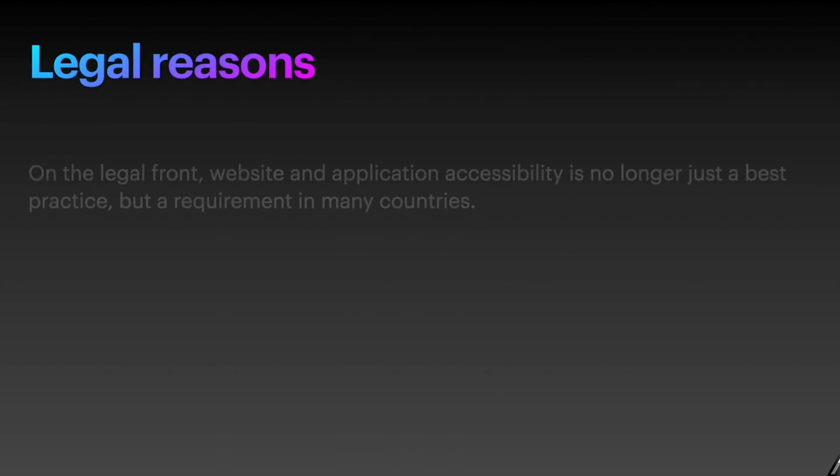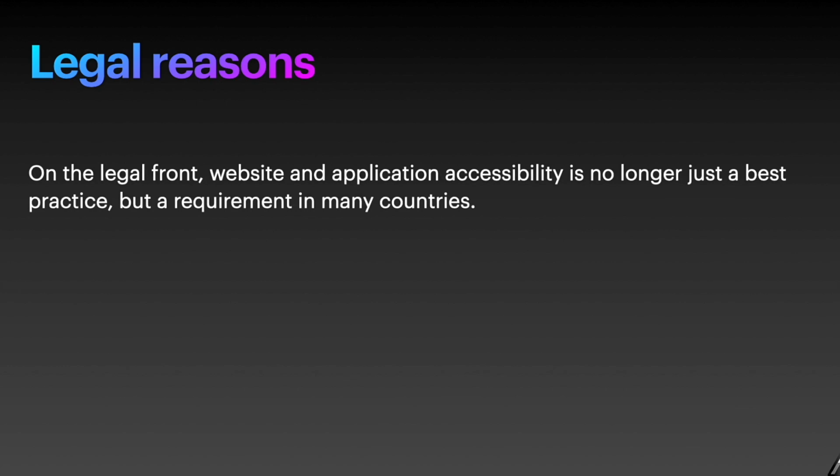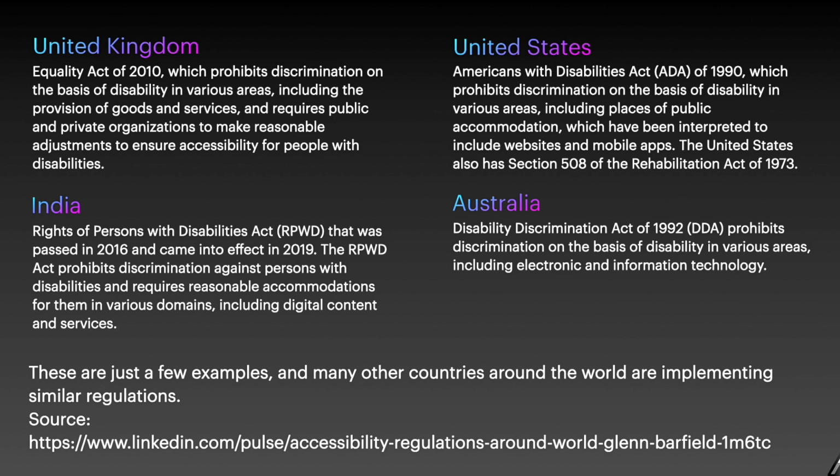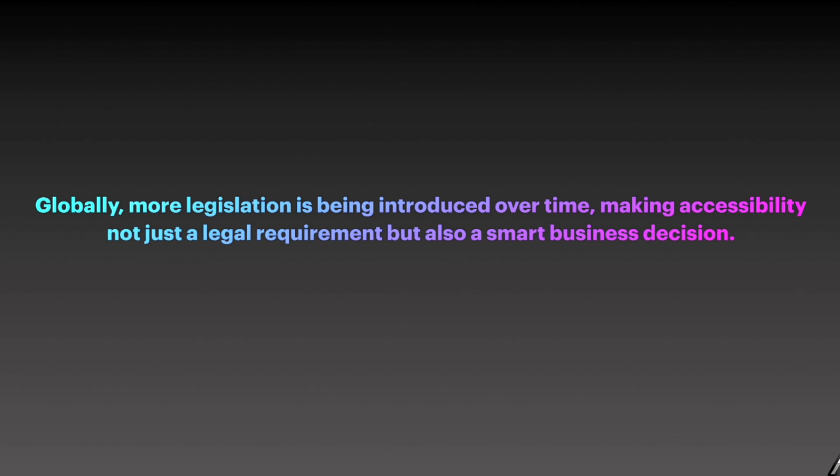Legal reasons. On a legal front, website and application accessibility is no longer just a best practice but a requirement in many countries. Legislations like Americans with Disabilities Act in United States, Equality Act in the UK, Rights of Persons with Disabilities Act in India, Web Accessibility Directive in European Union, and more mandate that digital products be accessible to users with disability. Failure to comply can result in lawsuits and financial penalties. This growing emphasis on accessibility reflects a global shift towards inclusivity and ensures that everyone, regardless of ability, has the opportunity to access and interact with the digital world. Globally, more legislation is being introduced over time, making accessibility not just a legal requirement but also a smart business decision.